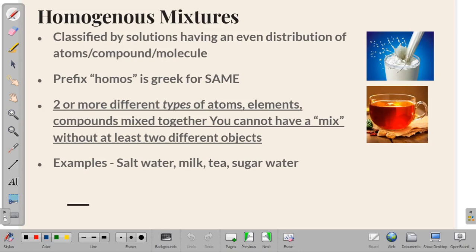Most of the stuff we're going to make in this class is you're going to take a solid and dissolve it in a liquid. When you do that, you're going to create a homogeneous mixture. All right? Tea, sugar water, salt water, all those are considered homogeneous mixtures.